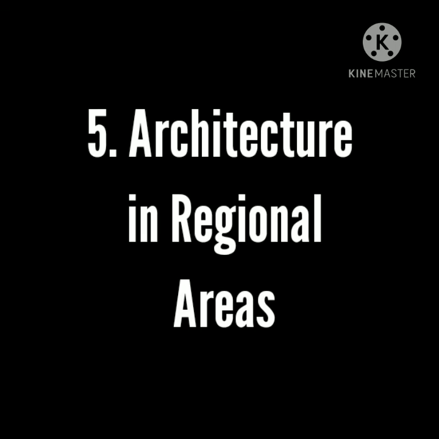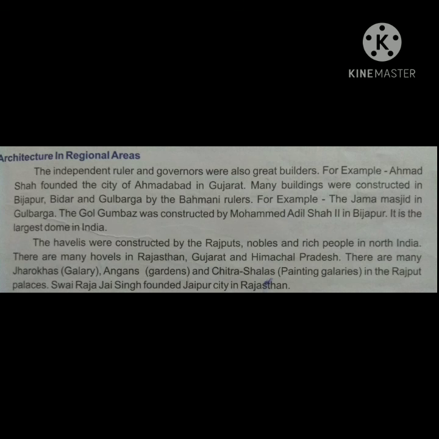Next is architecture in regional areas. There were great builders like independent rulers and governors. For example, Ahmad Shah founded the city of Ahmedabad in Gujarat. Many buildings were constructed in Bijapur, Bidar, and Gulbarga by the Bahmani rulers. For example, the Jama Masjid in Gulbarga. The Gol Gumbaz was constructed by Muhammad Adil Shah II in Bijapur. It is the largest dome in India.